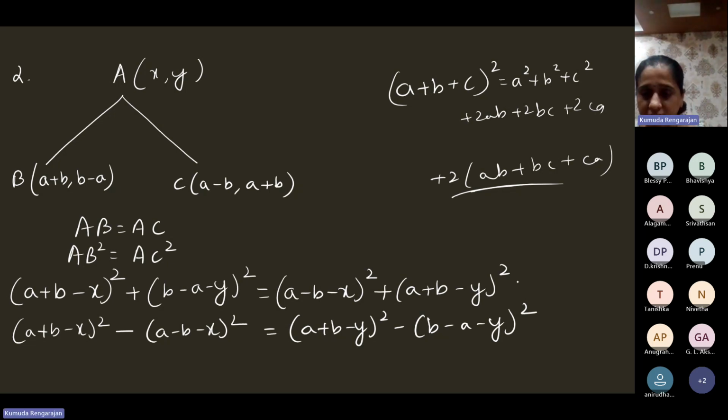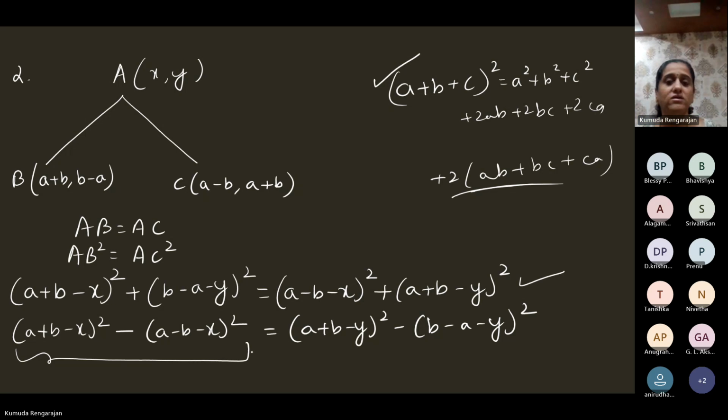If you are going to continue like this, then you have to expand using this identity. That's correct. Maybe a little more time consuming. When you do this transposition, you have here an expression of the form A squared minus B squared, A plus B into A minus B. Here also you have A squared minus B squared, A plus B into A minus B.